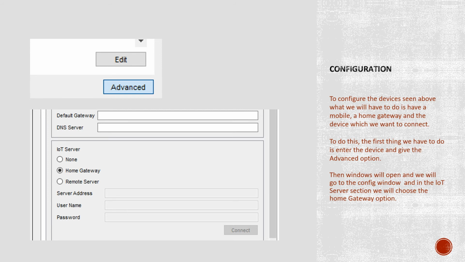The configuration of the components to connect to the mobile phone is the same. You will have to configure the device. We need a mobile, a home gateway, and the device we want to connect, for example, a lamp. The first thing we have to do is enter the device and go to the advanced options. You double click on the lamp and go to advanced. The window will open and we go to the configuration window, and with IoT server selection we choose the home gateway. You click here.